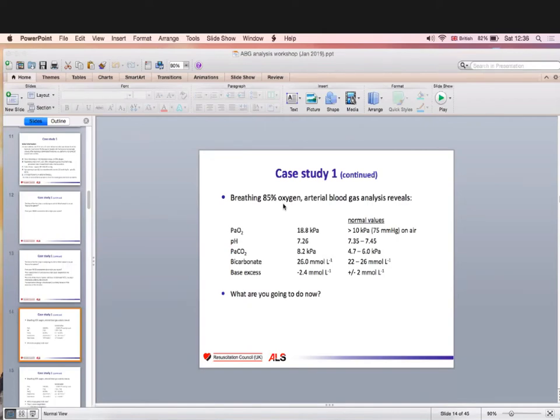Somebody has asked, if the patient maintains saturation at 99%, why do we need to worry about oxygenation? I mean, why do we need to consider the PaO2? Can somebody answer that question? Can you explain the oxygenation part? If the saturation is 99, why are we worried about oxygenation?